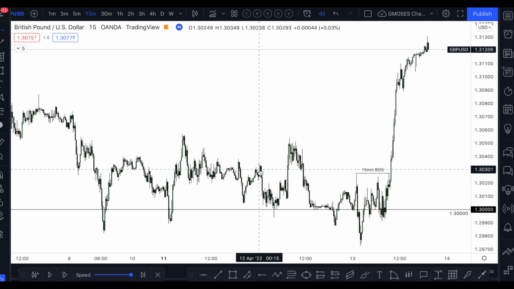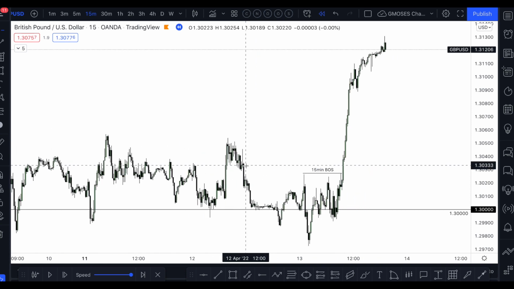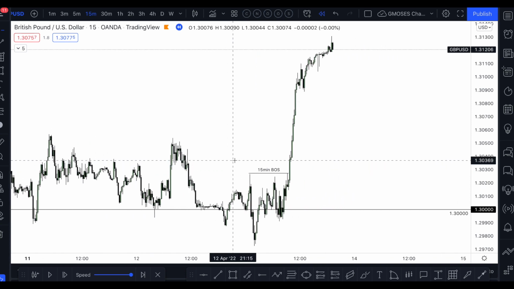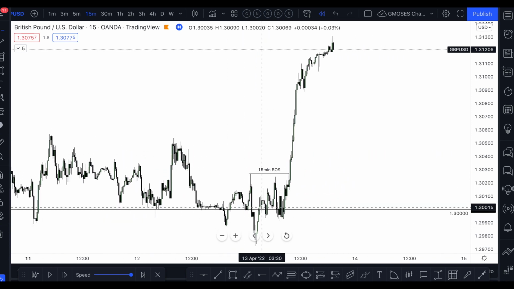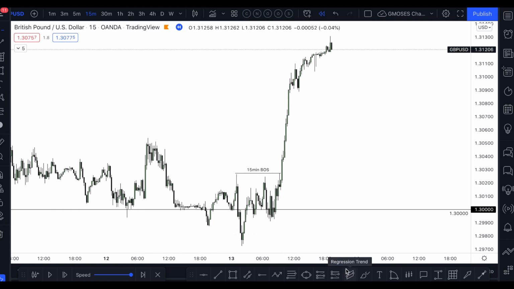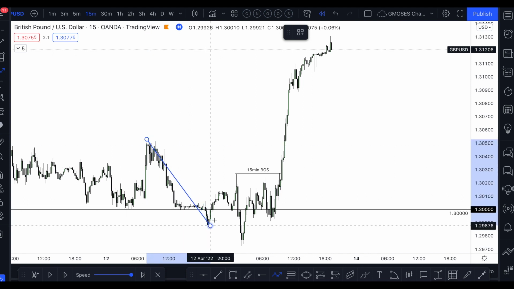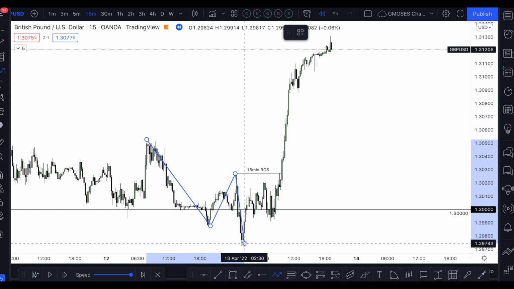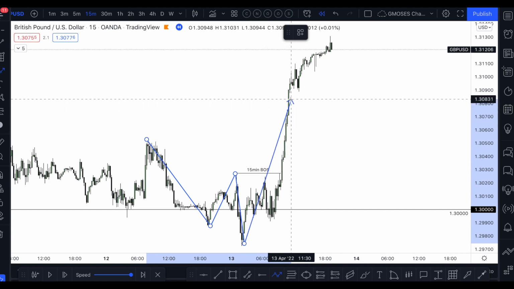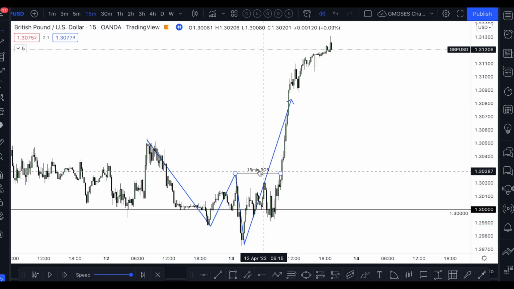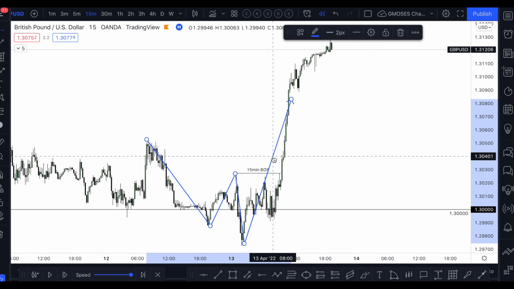Neither here nor there. Let's go ahead and actually get into what I saw for this particular trade. So initially, when I came into the market today, one of the things I saw is that we had a high, a lower low, lower high, lower low, and we had a break of structure in this area right here on the 15-minute time frame.